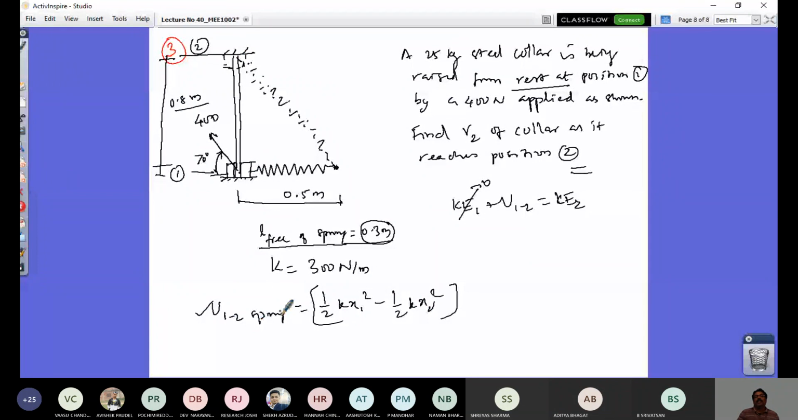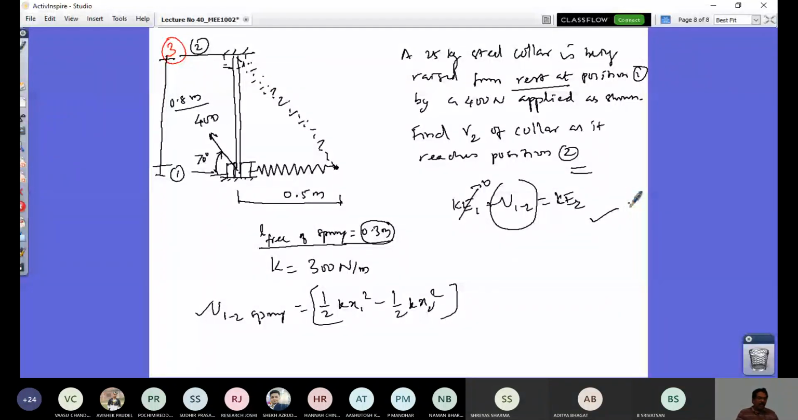And work done by this force component into displacement, and weight into displacement. So all this will be contributing to U12. And that is equal to half M V2 squared. So I will be able to find V2. So the work and energy principle is easier here instead of going for Newton's law, right?